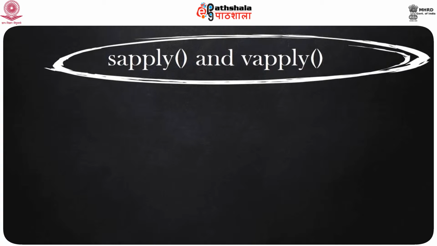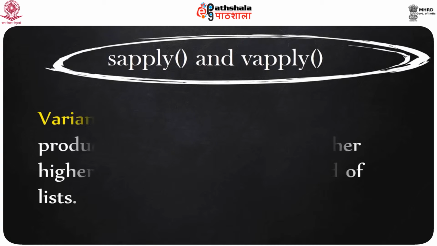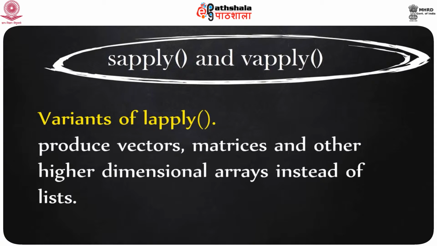Primarily they are variants of the lapply function, as we know. Then where is the difference? Actually the difference lies within the output. If you see the outputs, then you will find that these functions produce vectors, matrices and other higher dimensional arrays instead of lists. This is unlike the lapply function, which usually produces a list.